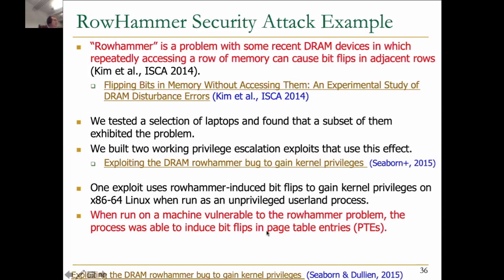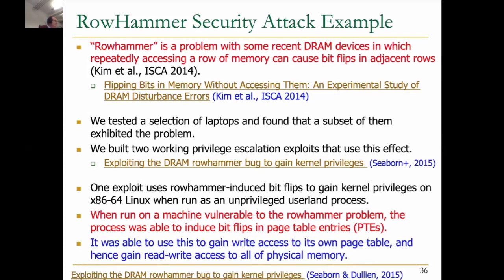They were able to induce bit flips in the page table entries of the user-level program that's hammering. These page table entries point to the page tables of this program. If you are able to do that, and if you're careful about how you do it, you can generate a probabilistic attack and gain write access to your own page table by flipping the right bits, let's say the permission bits.